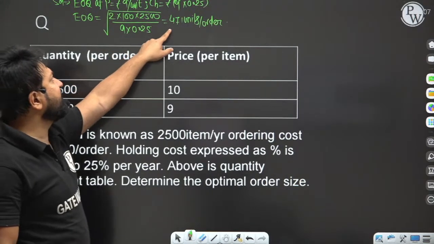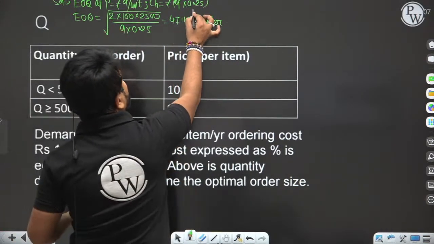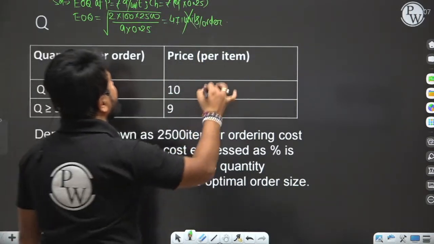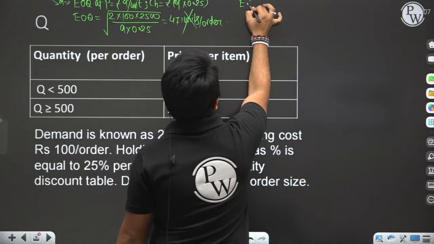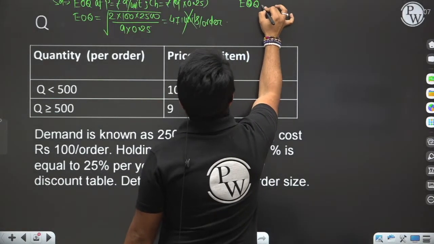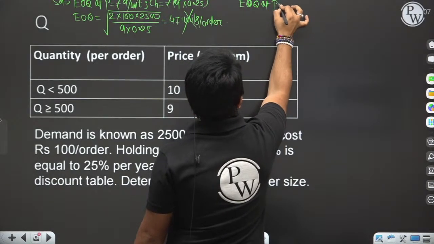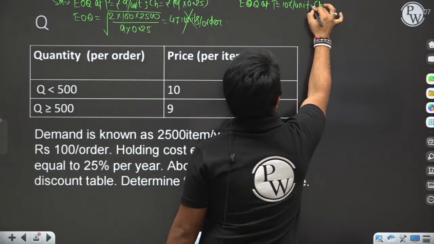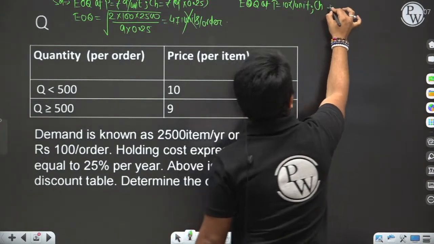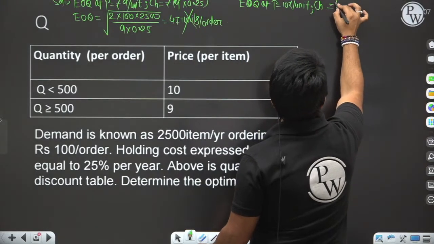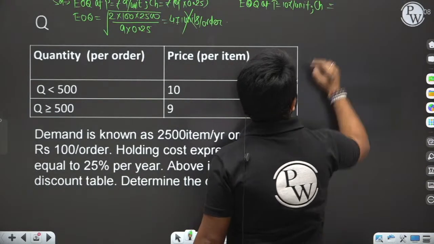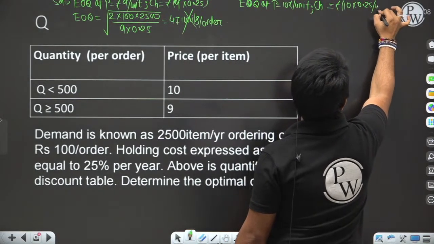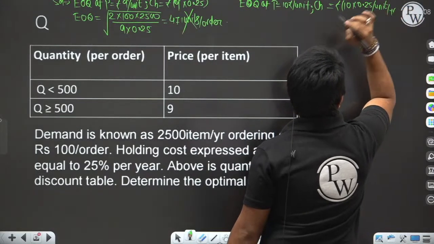But you want to purchase that many units at that price, so it is worthless to find the total material cost at this price. Similarly, find out the economic order quantity at a purchasing price of 10 rupees per unit. So here CH will become 10 into 0.25 per unit per year.